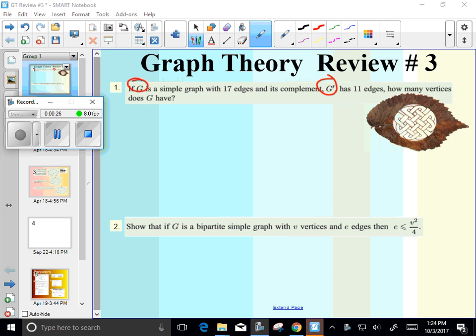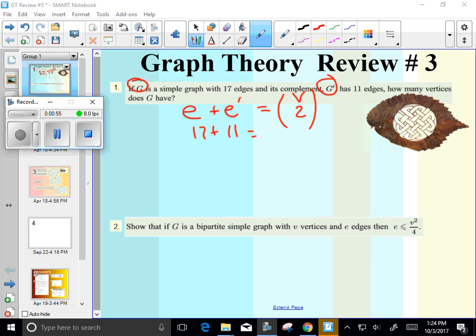Complete, right? So if you took E for the regular graph plus the complement edges, you should get the number of vertices choose 2, right? V choose 2. The complete graph. Yep, handshake problem. So we know E is 17, we know E prime is 11. We just have to go V times V minus 1 over 2.